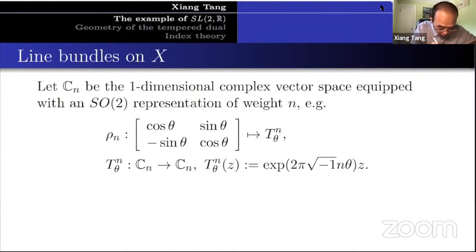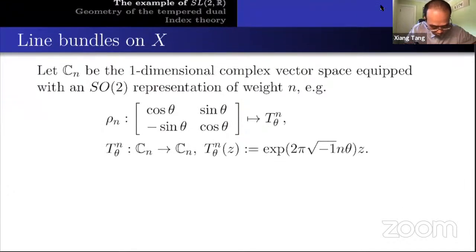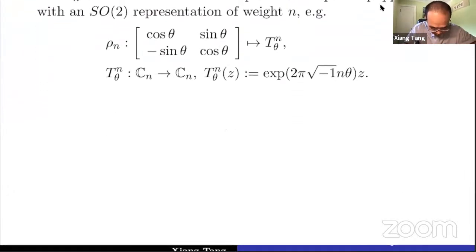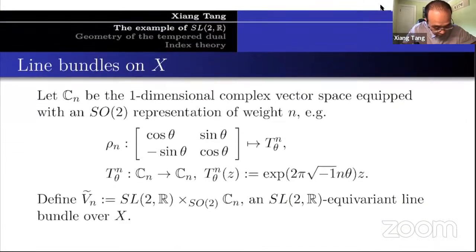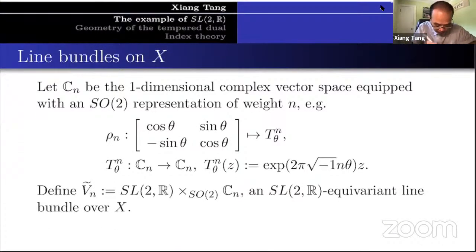So we consider the one representation, Cn. Well, it's complex one dimension. I introduced a subindex n because of the weight. You'll see I have this rotation with weight n here. This corresponds to the SO(2) representation, where we have the rotation winding number n times. So from this one-dimensional representation of SO(2), we can define a line bundle on this homogeneous space, our Poincare disk, in the following way.